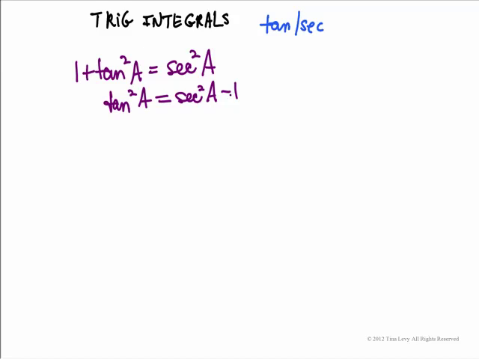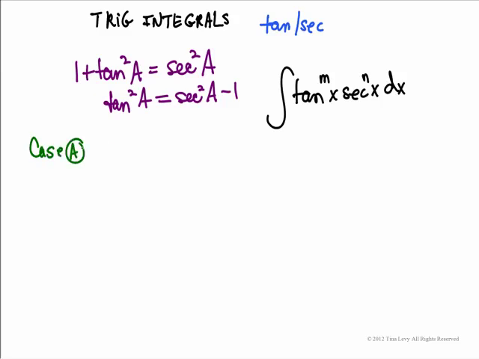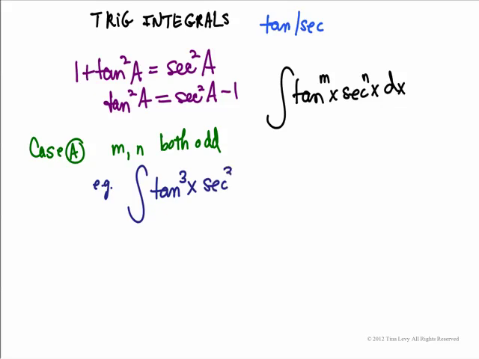We're going to look at the integral of tangent to the mth power secant to the nth power dx. And we're going to do this in cases. Our first case is we're going to let m and n be both odd integers. As an example, we will do the integral of tangent cubed x secant cubed x dx.